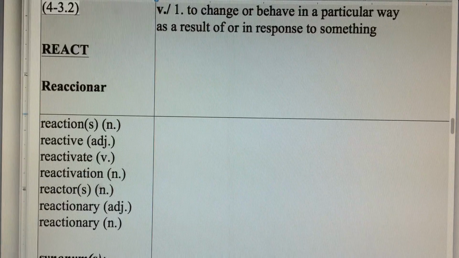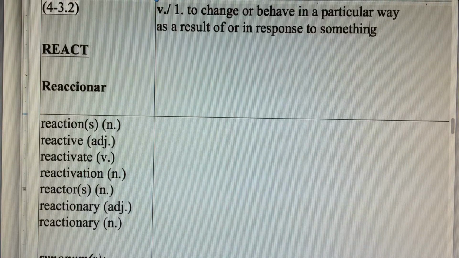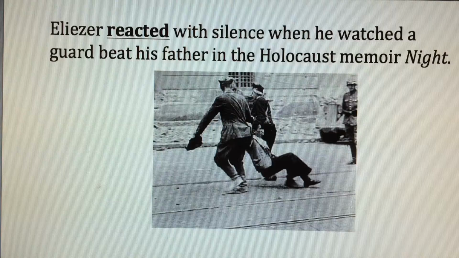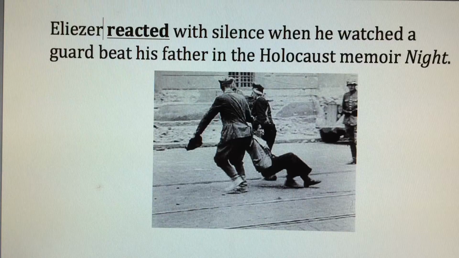Let's take a look at your sentence of the day. Eliezer reacted with silence when he watched the guard beat his father in the Holocaust memoir Night. In English 2, Quarter 2, our students read as their core literature Night, which is by Elie Wiesel, who experienced the Holocaust and was placed in a concentration camp with his father.